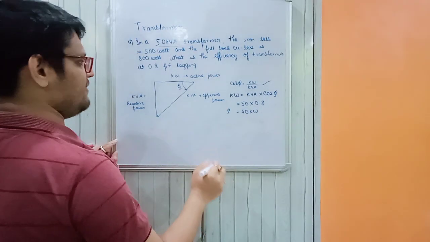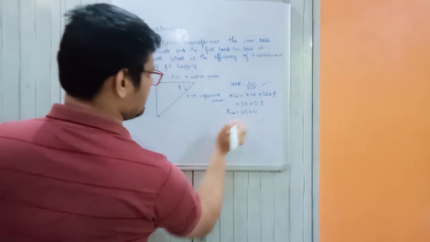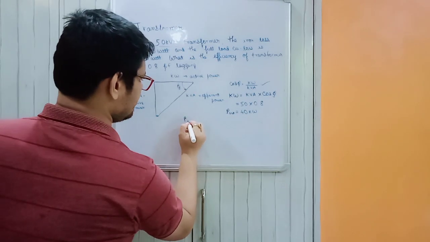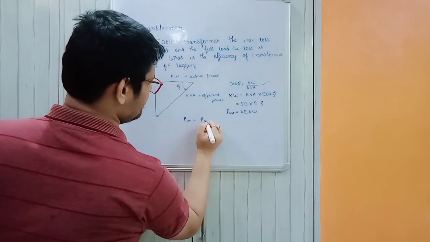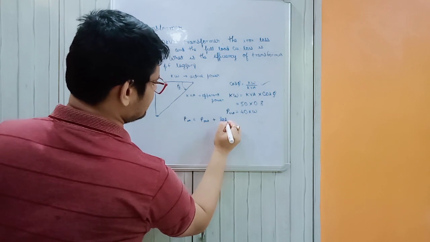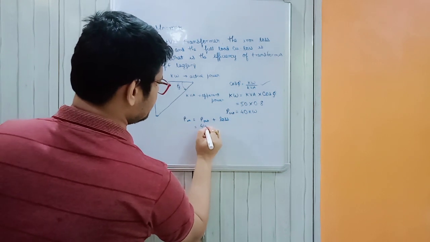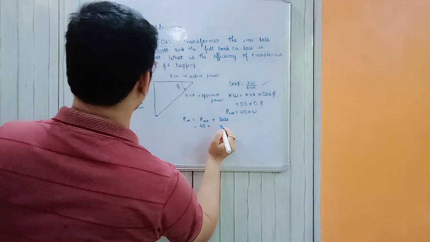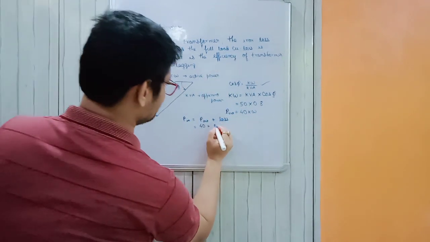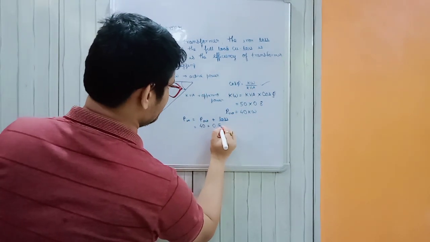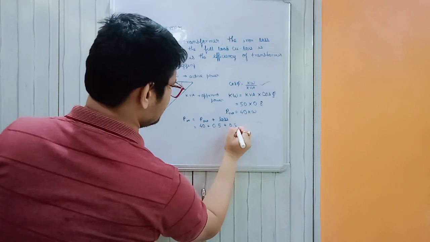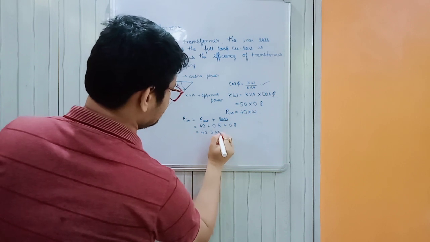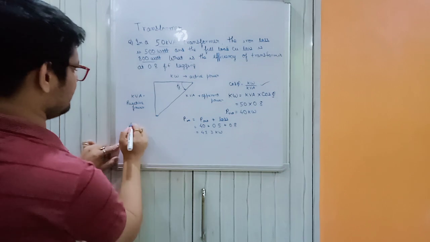Now we calculate the input. Input power is nothing but P output plus losses. What are the losses? Here we have the iron loss, 500 watt, and the copper loss. We convert into kilowatt, 0.5 and 0.8. So 40 plus 0.5 plus 0.8 is coming 41.3 kilowatt.